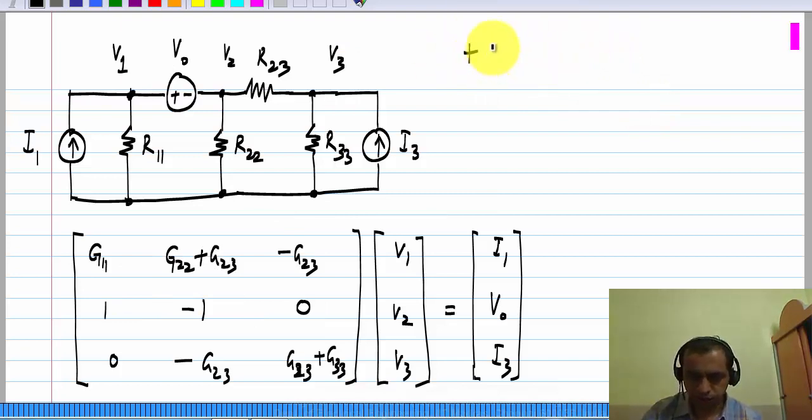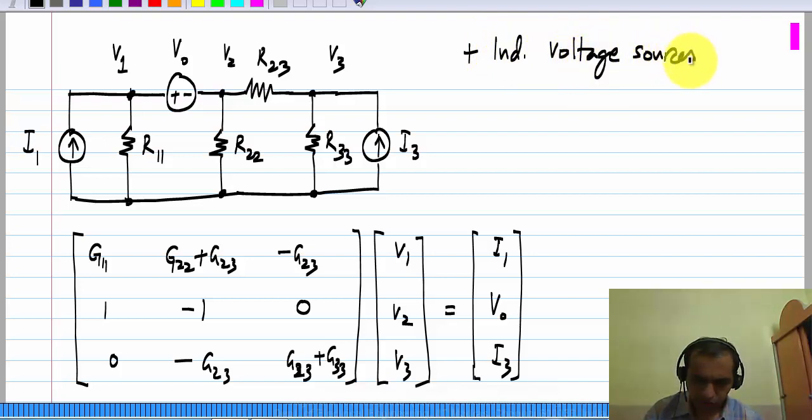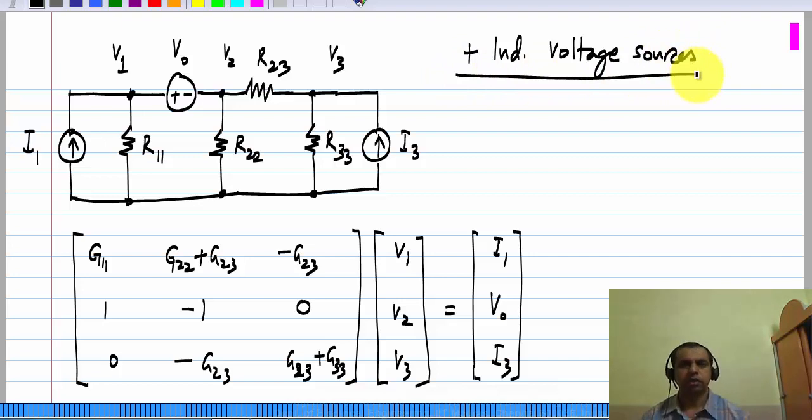Next, we also included independent voltage sources. The complication in this case is that you don't know what current flows through the voltage source. That is, you cannot relate the current through the voltage source to the voltage of the voltage source. Okay, it has to be determined by other constraints from the rest of the circuit. So we bypass this problem by forming a super node.